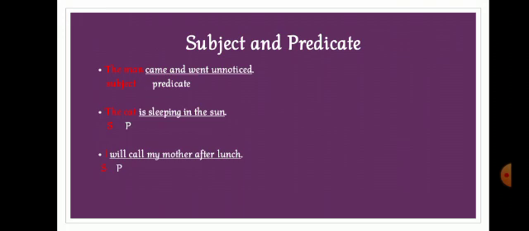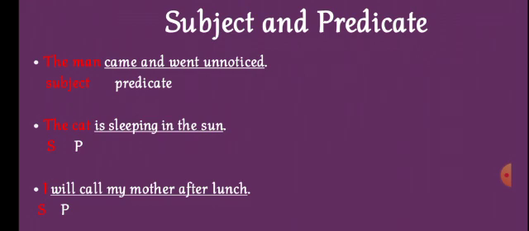See the first example here. The man came and went unnoticed. That is a sentence. The subject is the man. Suppose you ask a question to identify the subject: Who came and went? The man. For that question, you get the answer the man. So the man is the subject. Except the subject, the remaining part of the sentence is the predicate.